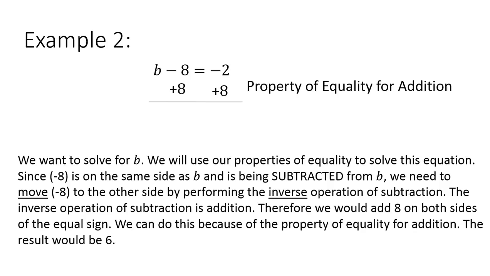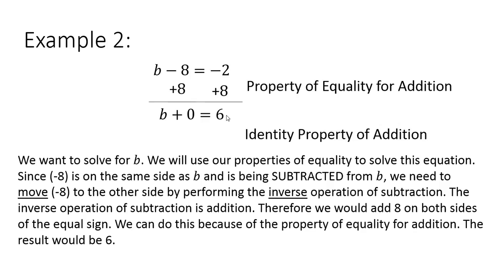Then I'm going to simplify down everything. I'm going to bring my b down. I'm going to do negative 8 plus 8, which is 0. And then negative 2 plus 8 is 6. And then because of the identity property of addition again, b plus 0 will give us b, which equals 6.